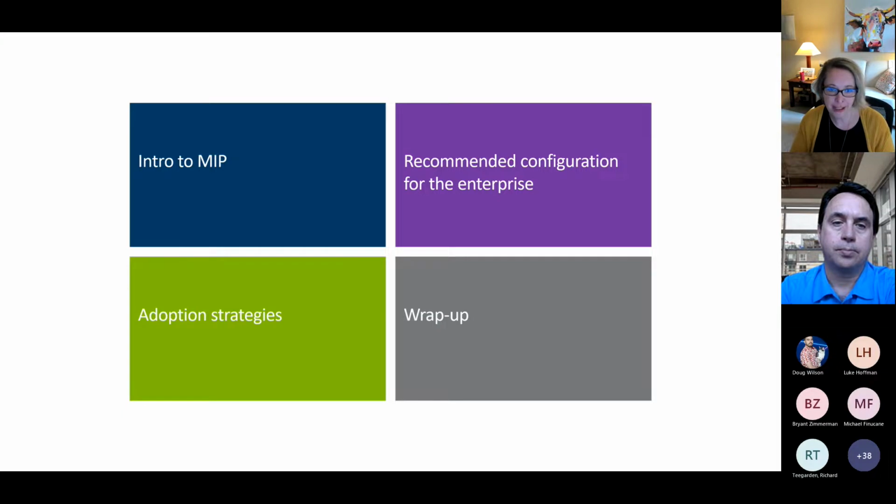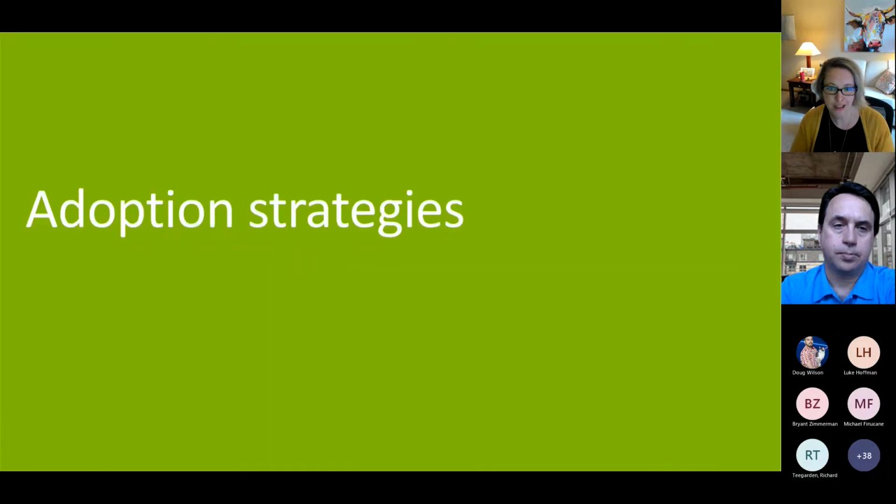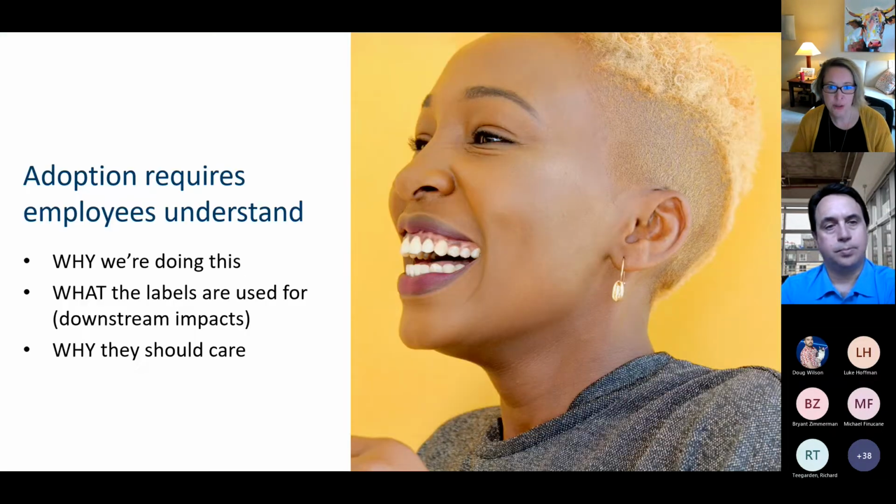But Antonio, if we can go ahead and go into the adoption strategy section and click on the next slide, I do have some recommendations for you. Adoption of sensitivity labels requires that your employees understand why. They need to understand why we're doing this from a company perspective. They need to understand what the labels are used for, what the downstream impacts are, and why they need to take the time, make the time to apply these sensitivity labels well.